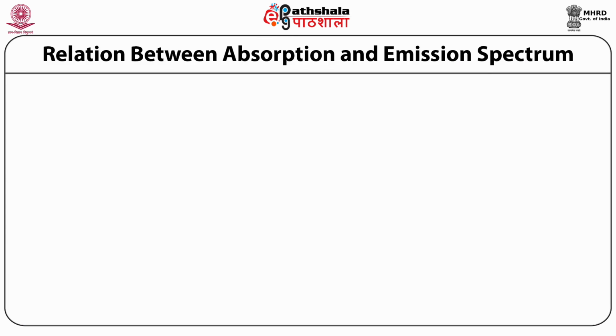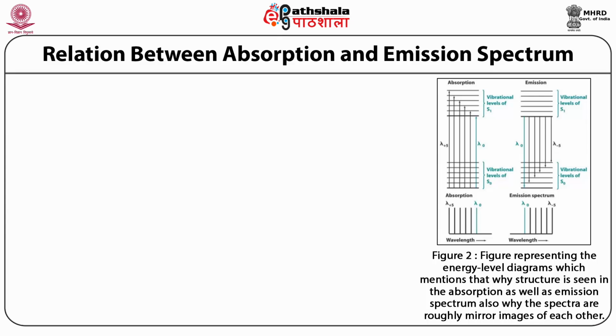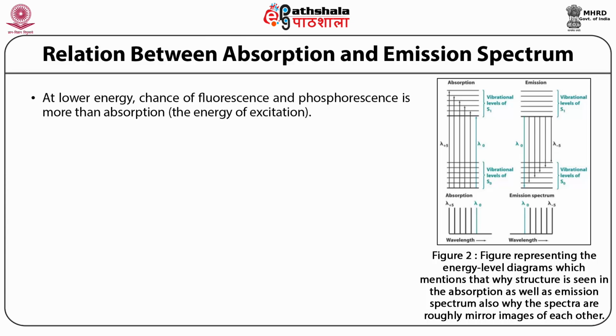We will now describe the relation between absorption and emission spectrum. Figure 2 shows the energy level diagrams, which show that the Y structure is seen in the absorption as well as the emission spectrum. Also, the spectra are roughly mirror images of each other. We can see that at lower energy the chance of fluorescence and phosphorescence is more than absorption, which is the energy of excitation.